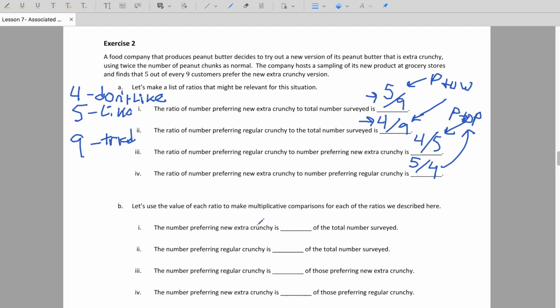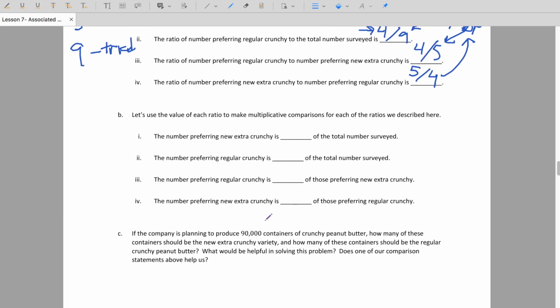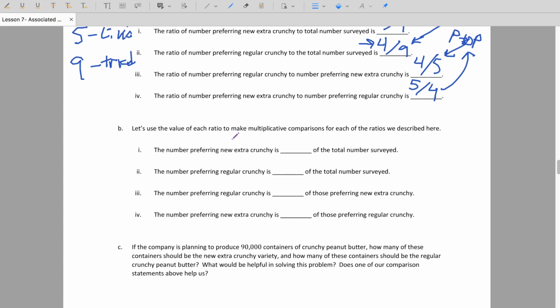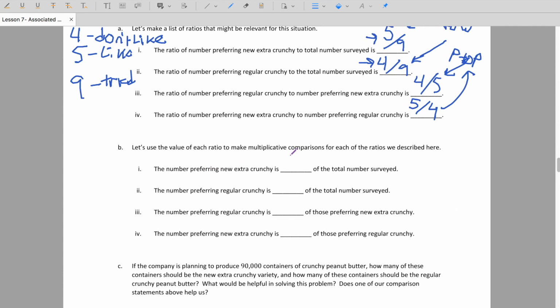Let's use the value of each ratio to make multiplicative comparisons for each of the ratios we described here. The number preferring new extra crunchy is 5/9 of the total number surveyed. Right? So remember, this says tried. So the people who were surveyed are the people who tried the new peanut butter. So 5/9 of the total people liked the new peanut butter.